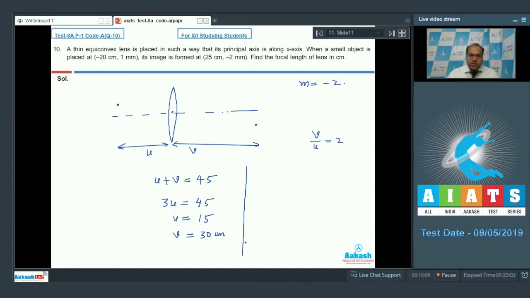Now if I apply the lens formula, then 1 upon V, so with sign convention this is 1 by 30, minus 1 by U, so U is minus 15, is equal to 1 by F. On solving, the value of F comes out to be plus 10 centimeter. So the correct answer for question number 10 is 10. Let's move to question number 11.